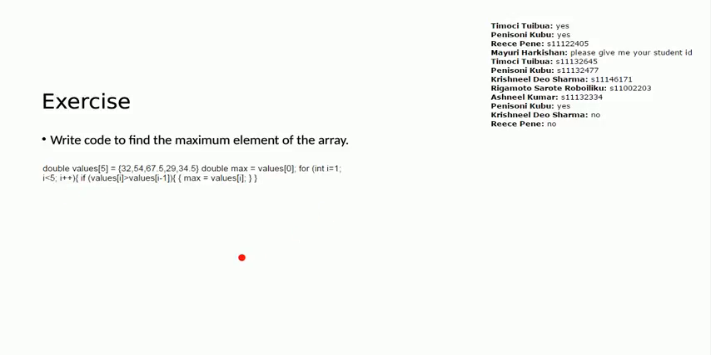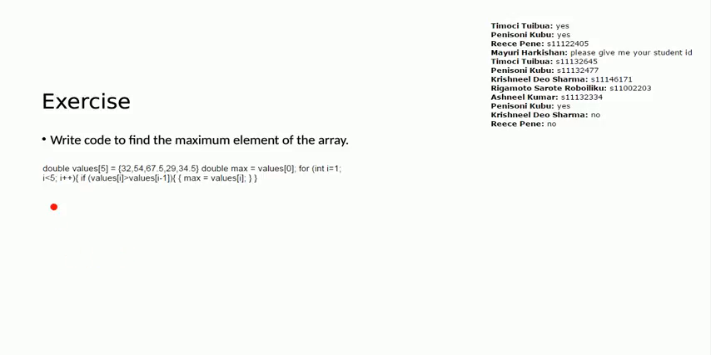Initially we're saying that double max is equal to values at 0. So apparently max is 32 in this line, right? Next, for int I is equal to 1, I is less than 5. Very true, 1 is less than 5. So if the value at 1, that is 54, is greater than 32, is it true? This is 54, this will be 32. Index 1 minus 1 will be 0. At index 0 we have 32. So max is equal to 54, right?